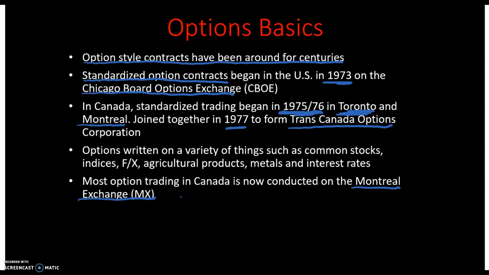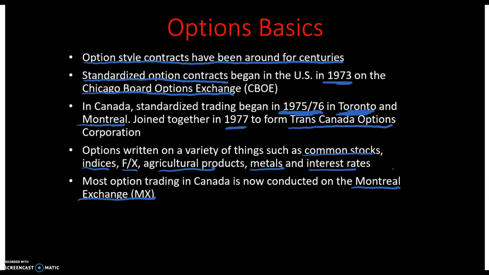And quickly, before we start to get into some specific terminologies, options can be written on a variety of different things. Most commonly, we see it written on stocks or common stocks. This is common. We can also see it in a variety of other types of underlying assets, such as stock market indices, foreign exchange, agricultural products, metals, interest rates, lots of different things.